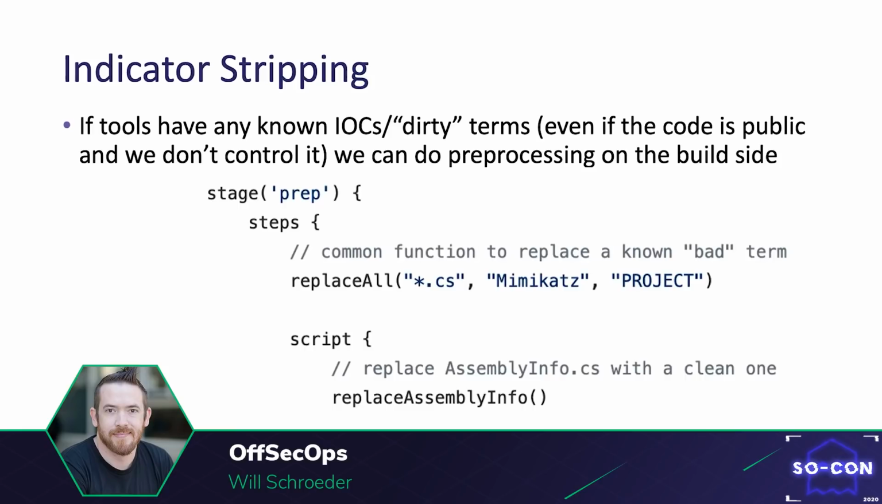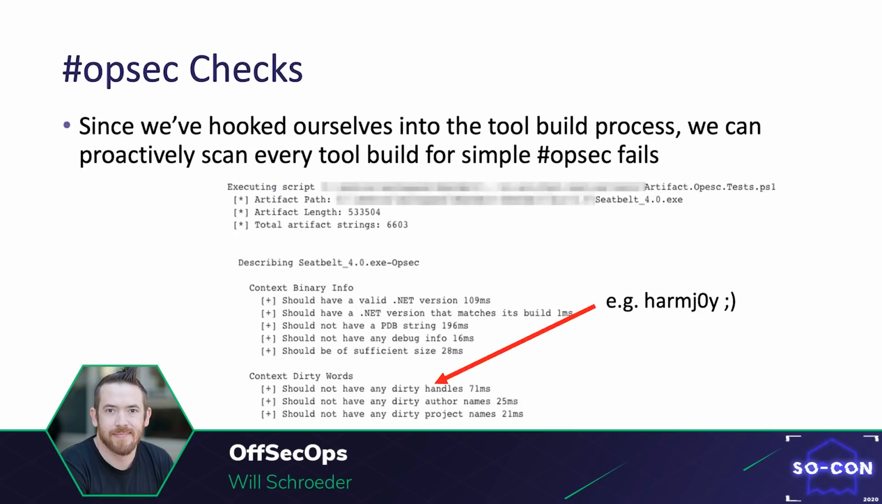So when you clone the project down, why not just have a function that replaces known bad words? Or known words that might flag AV, like obscuresec or harmjoy or mimikatz or gentlekiwi. Or something that replaces C# AssemblyInfo.cs, those known little metadata bits, with clean ones or randomized ones.